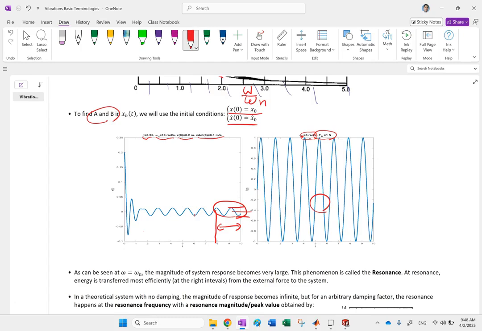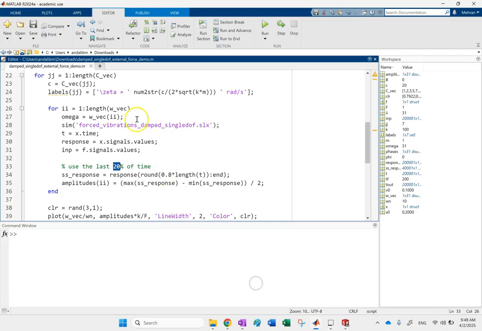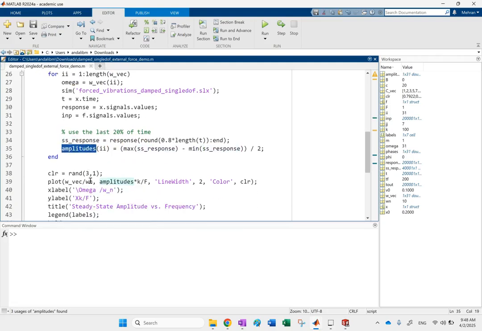Now, in this case, I run it for 200 seconds, so the last 20% is only the last 40 seconds of it. Okay, and if you want, you can change it to the last 10 seconds or anything. Just make sure this is long enough to capture 1 maximum and 1 minimum. And you see, that's what I do, divide by 2, and that gives me an amplitude.